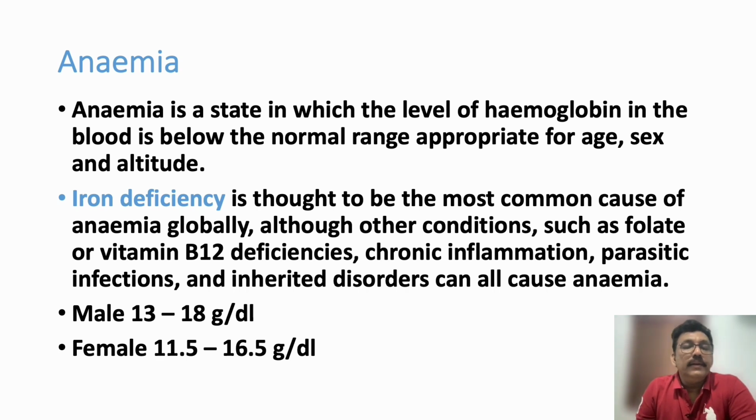For males, the normal range is defined as 13 to 18 gram per deciliter. For females, 11.5 to 16.5 gram per deciliter is the normal range. You can see that difference here in male and female. That's why we have previously discussed that it should be appropriate for the age, sex and altitude.